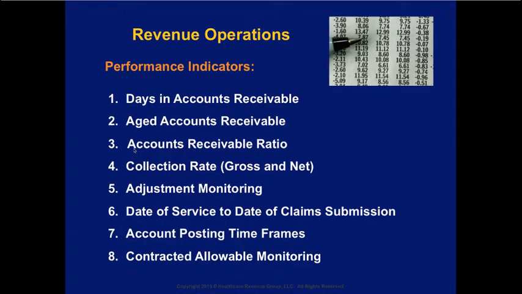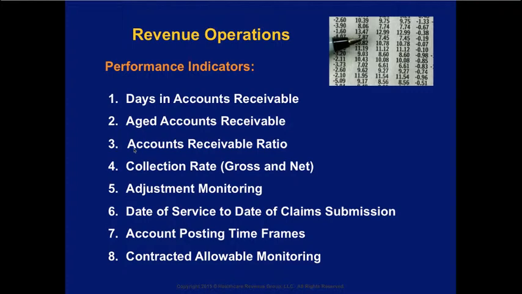So we have 8 indicators. Similar to how we have 8 steps of the revenue process, we have 8 indicator groupings that we take a look at. Each of these kind of work hand in hand. We're going to go through each one individually, but we have days in accounts receivable, which is how long does it take me to get paid. I send a bill today, do I get paid tomorrow? 10 days, 20 days, 40 days, 90 days, 100 days, 120 days.